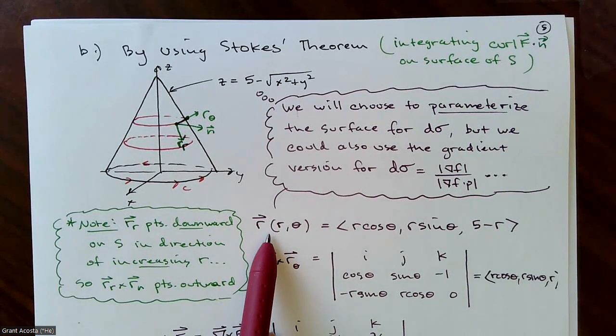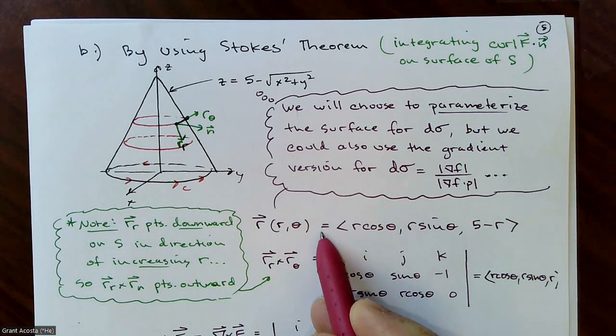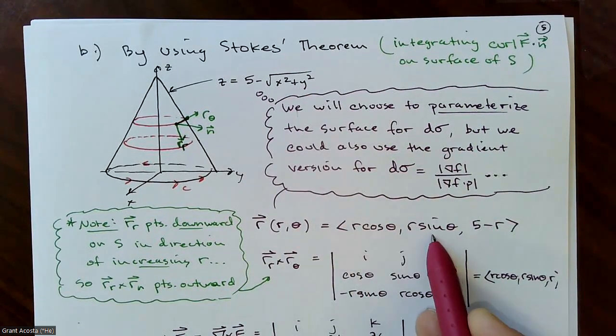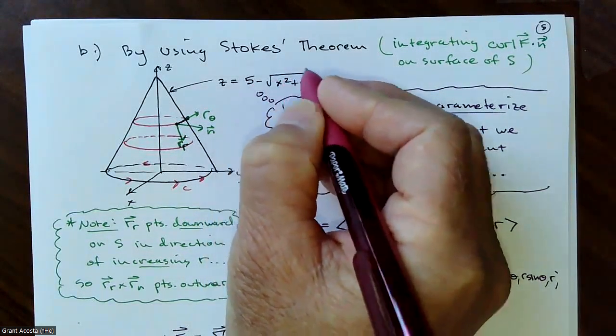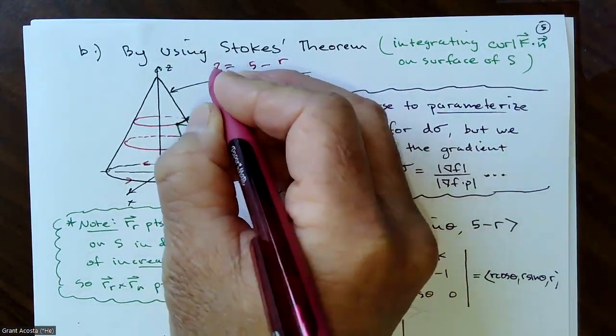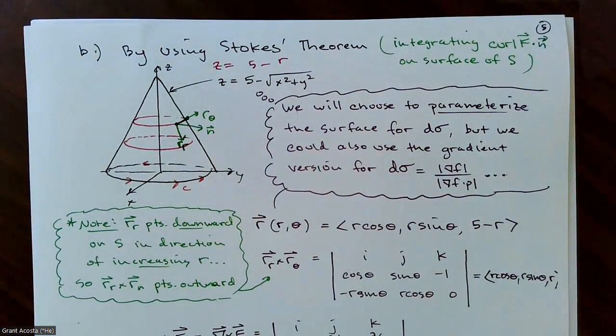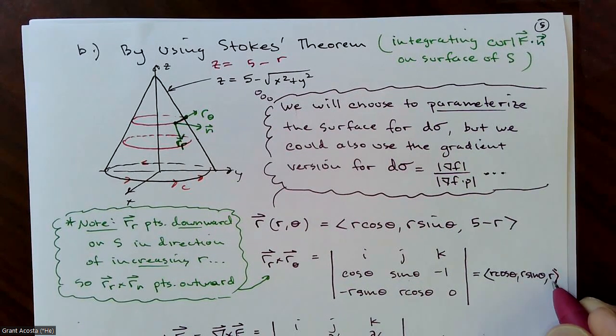So we're going to parameterize this using r and theta for the cone. x is r cosine theta, y is r sine theta. And remember that z is 5 minus the square root of x squared plus y squared, which means z is really 5 minus r. So then we have to calculate the cross product. Take your partial derivatives, do your cross product. You should get this right here.